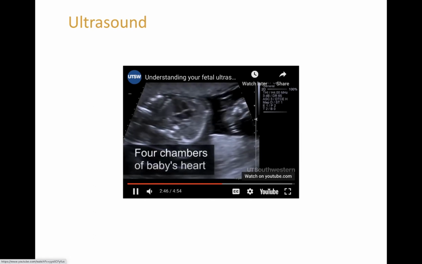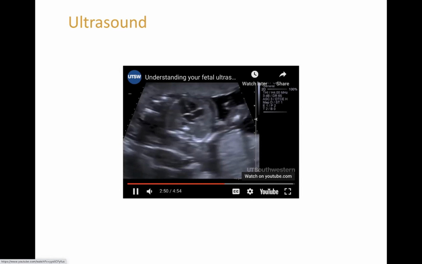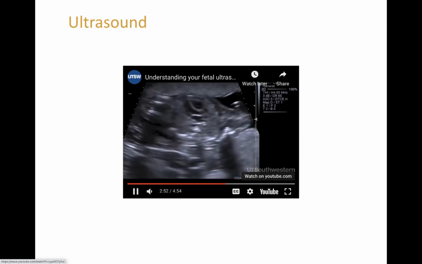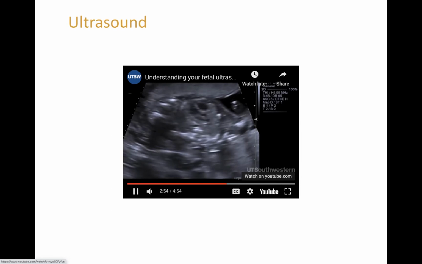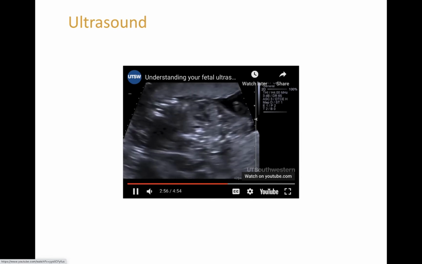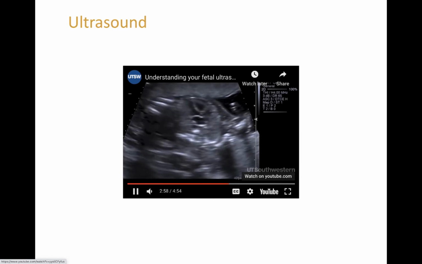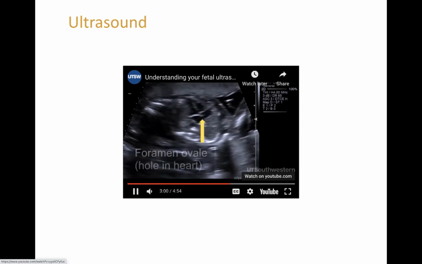The heart is one of the most important organs that we look at during an ultrasound. It appears black because blood inside the fetus is really just another kind of fluid. That allows us to see the 4 chambers of the heart, valves opening and closing, and the blood vessels leaving the heart. There's a hole here between the right and left sides of the heart.